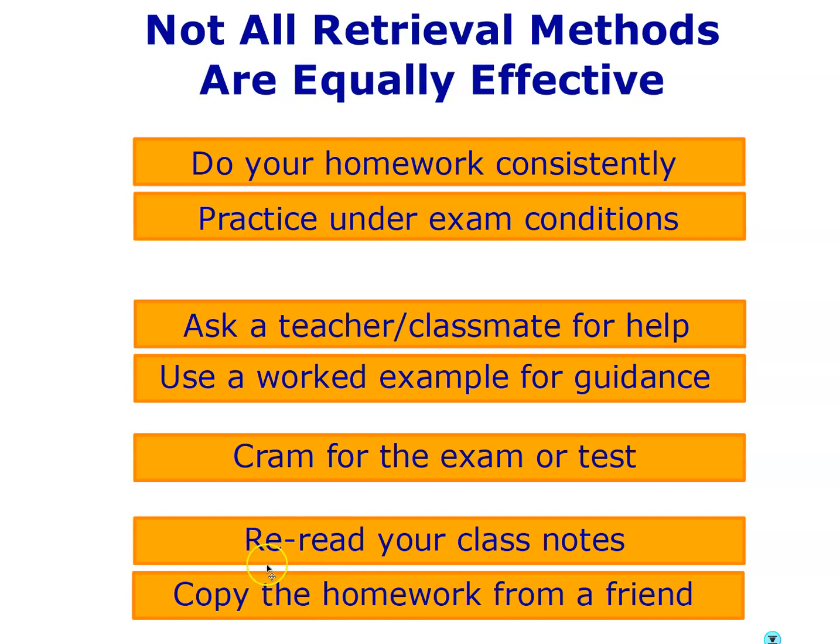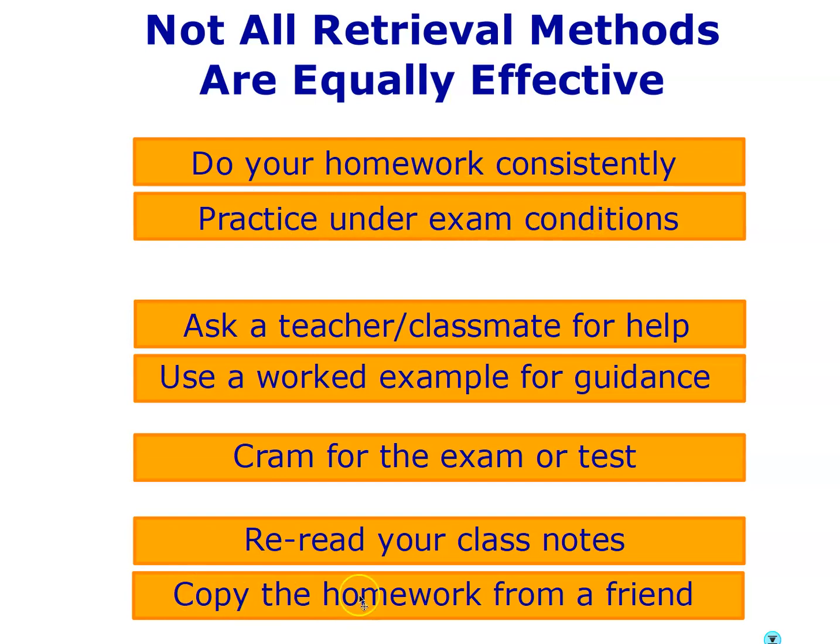The two worst ways to actually retrieve information from your long-term memory: the first is just rereading your class notes. The problem with that is you're not actually getting it from your long-term memory, you're getting it from the book or the notes that you've written down. And that means you get this feeling that I understand this because you're rereading something you've already done. You think, oh, I understand this, I can do it. But that may not be true. The only way to tell if you can actually do something, or if you really understand it, is to practice under exam conditions.